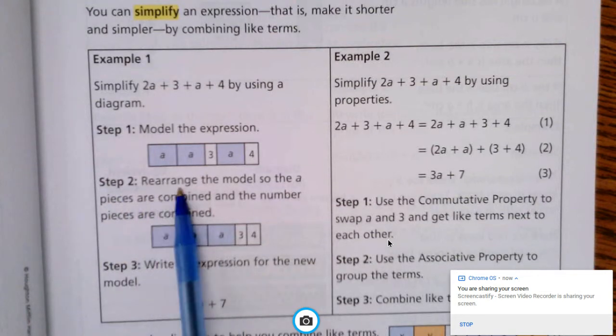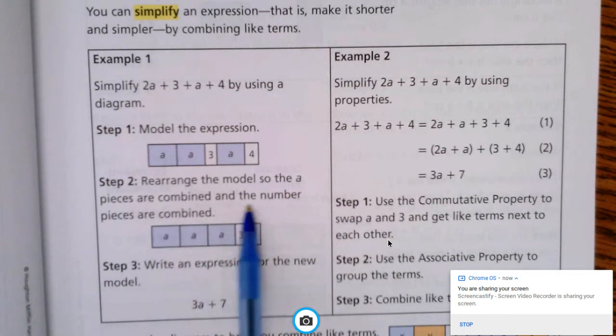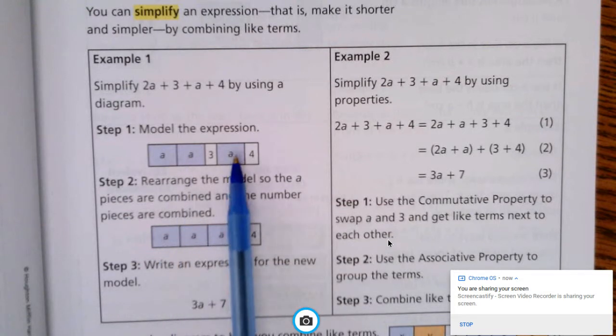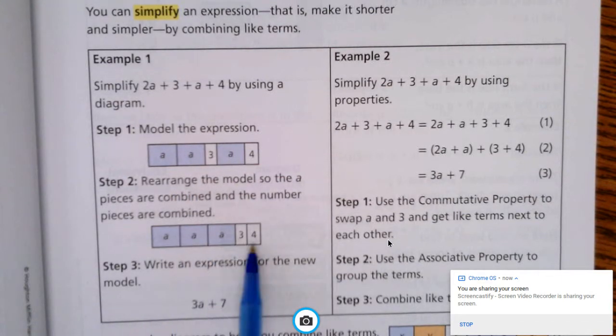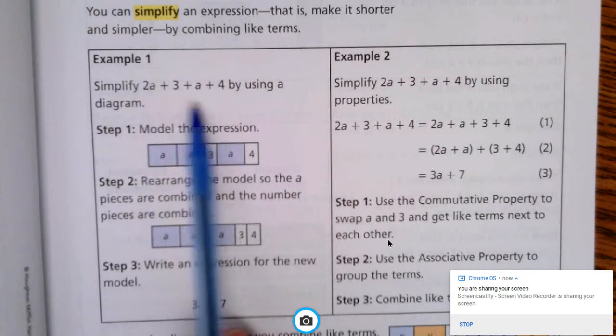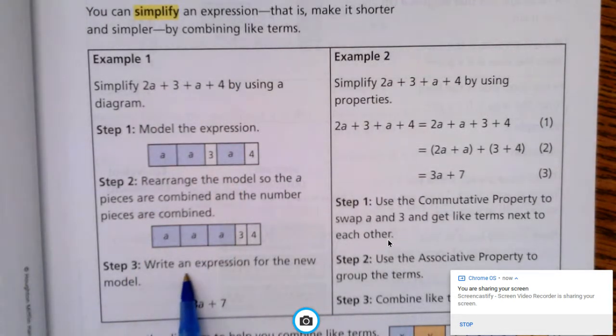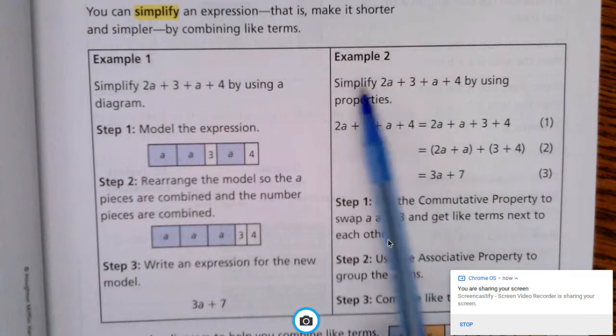Here's step 2. We're going to rearrange these so that the pieces are combined and the number of pieces are combined. So we're going to pull that a from here, which was the third term, and move it over to these. So now we'll have all 3 a's together and the 3 and the 4 together. So we just rearrange this, and then we write an expression. So look, now we can just say 3 of a, 3 times a, or 3a, plus 7. So we made a simplified expression by combining terms.